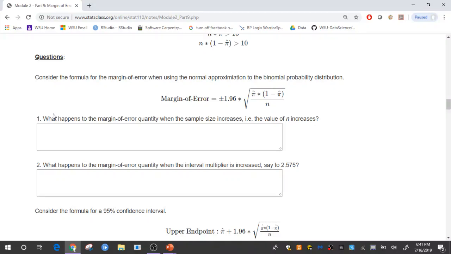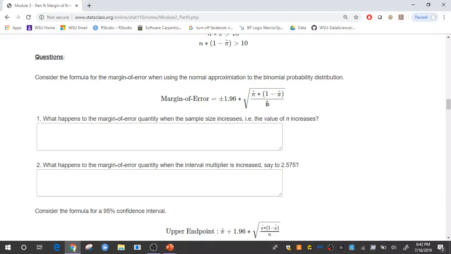Okay, some questions then. So let's consider the formula for the margin of error again. I've written this as plus or minus 1.96 times the square root of pi hat times 1 minus pi hat all divided by n. So question number 1. What happens to the margin of error when the sample size increases? So what happens to the margin of error as the value of n increases here?